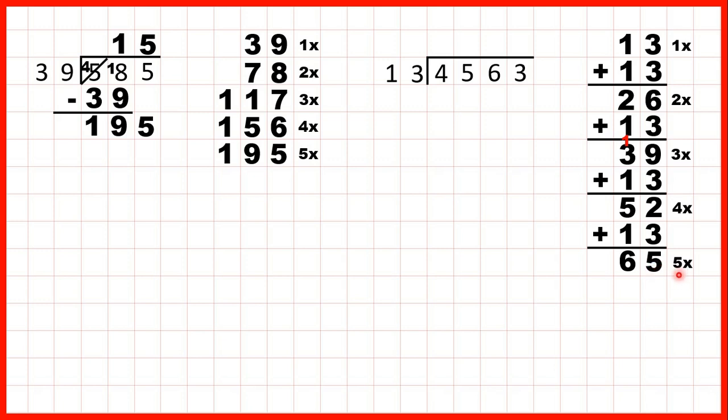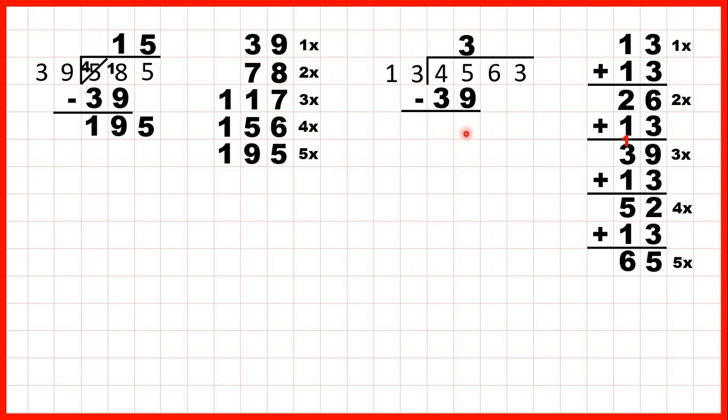So now that we've calculated to 5 times, we can look back to our question. Taking the first 2 digits together, we have 45 divided by 13. So we need a number in the 13 times table that's close to 45, but not more than 45. We can see that 39 is the closest number to 45 that's still less than 45, so we can write the 39 under the 45, and because that's 3 times 13, we can write 3 in our answer line.